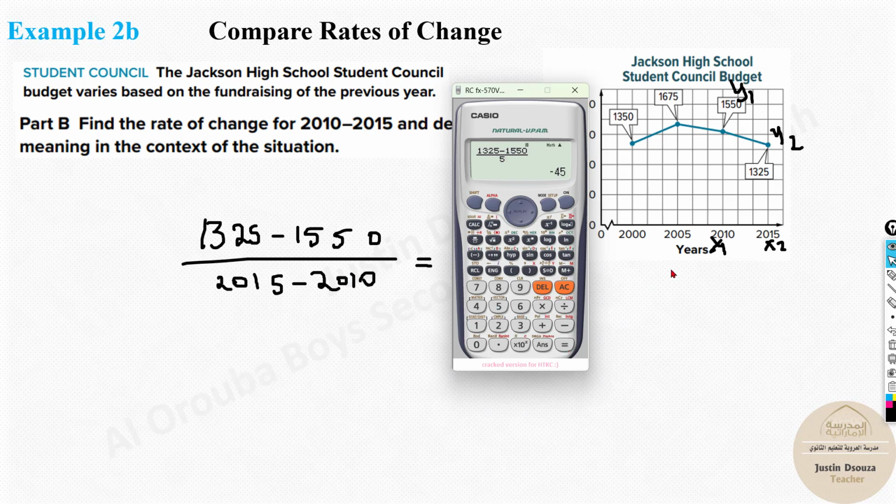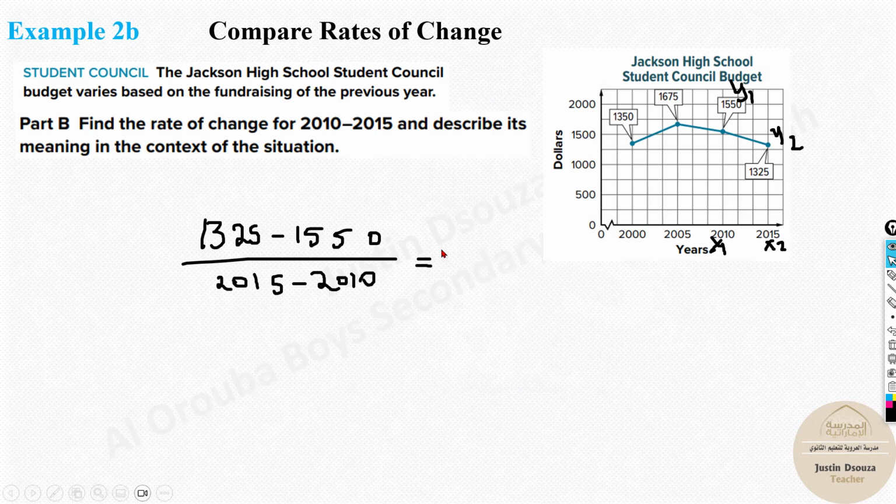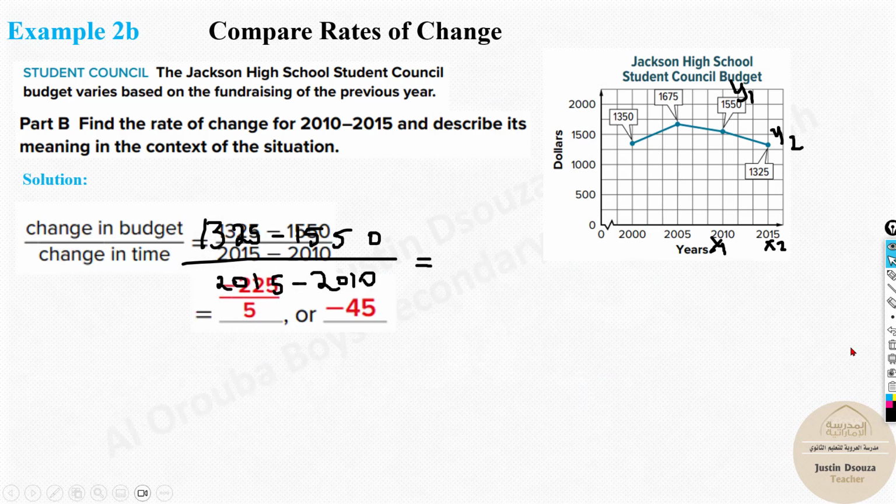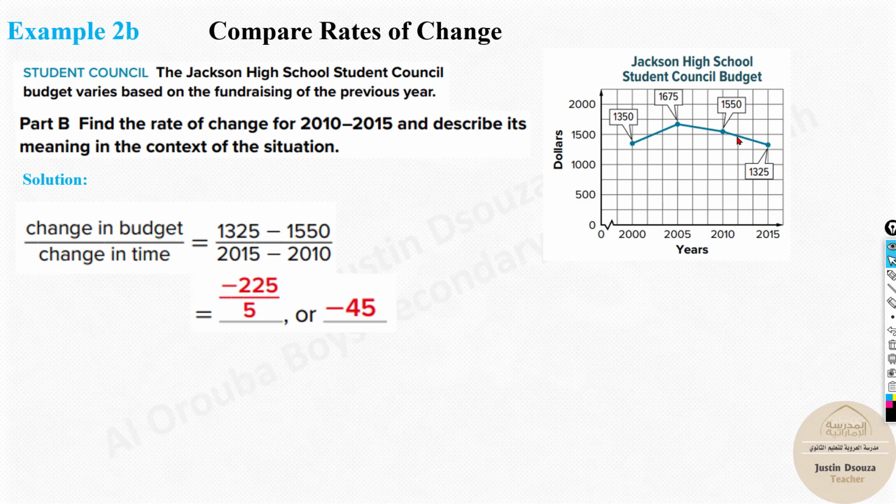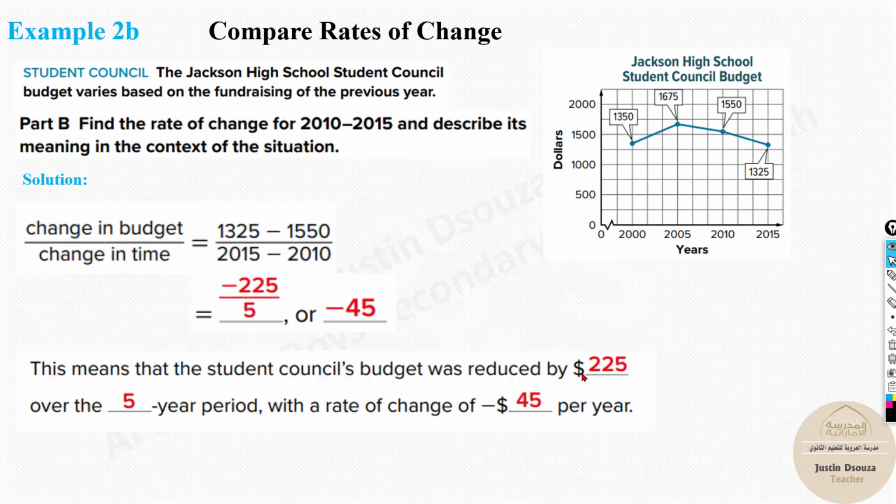So the answer is negative 45. What do you understand by this? The answer is negative 45, right? You can see here it's reducing, it's coming down, it's decreasing. So in every year from 2010 to 2015, it was decreasing by $45, and that's why in 5 years we got 225 decrease. So for 1 year it was 45 decrease. This minus means reduction. That's it. The graph is coming downwards.